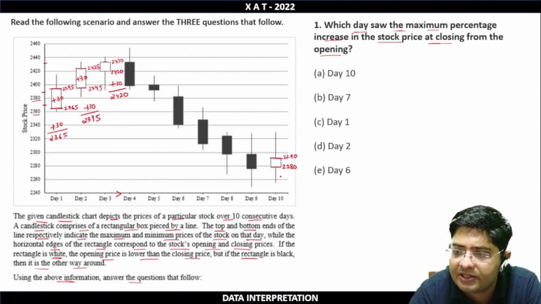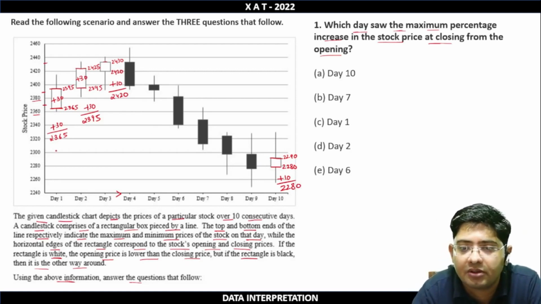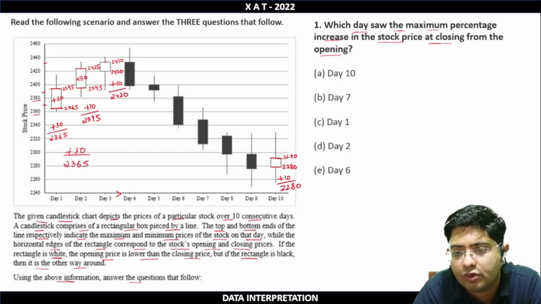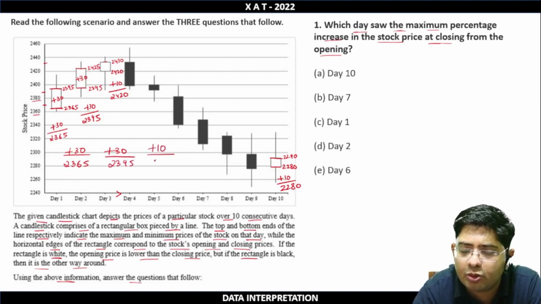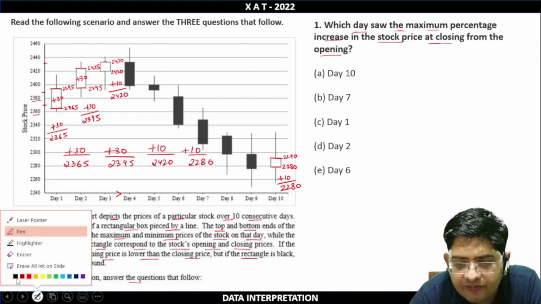So that is the increase of 10 over 2280. Now we have to look at the maximum increase. So we have four fractions: plus 30 over 2365, plus 30 over 2395, plus 10 over 2420, and plus 10 over 2280. Now we have to look at the maximum value.